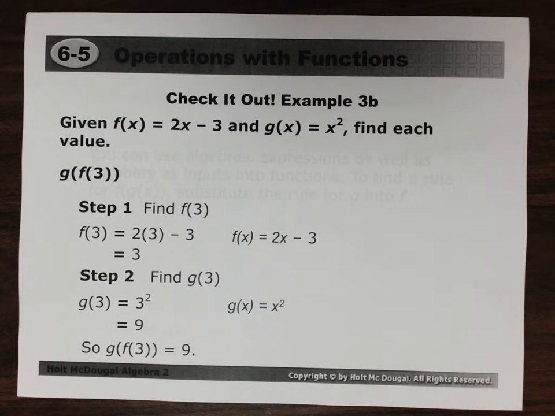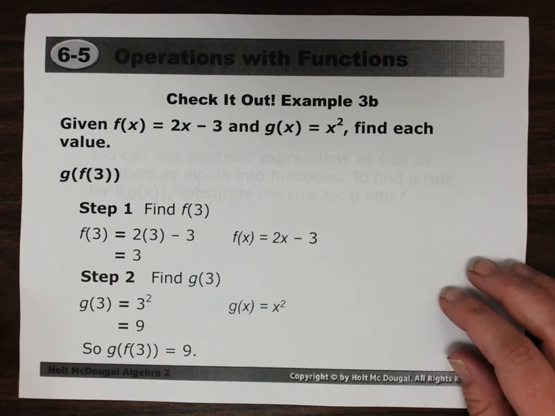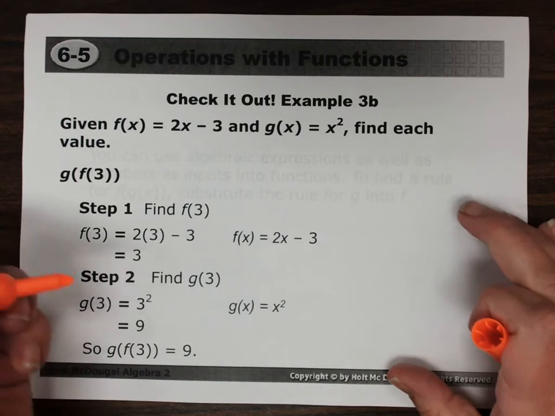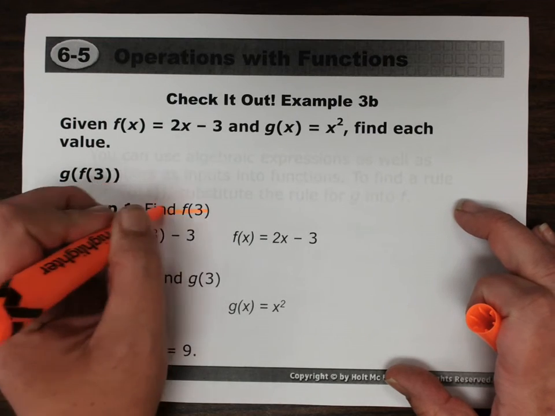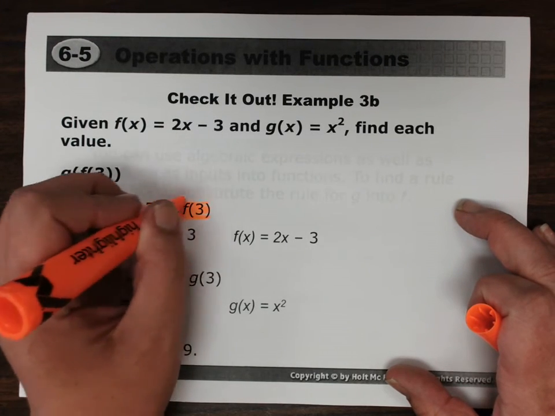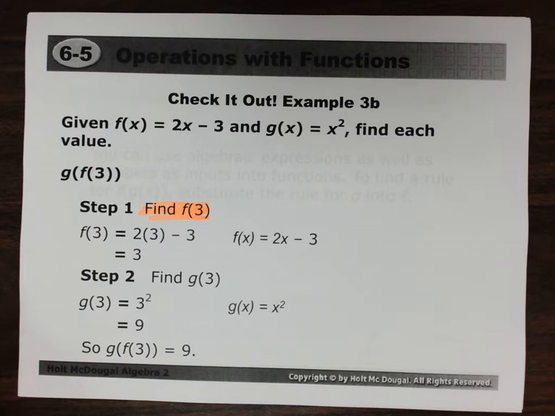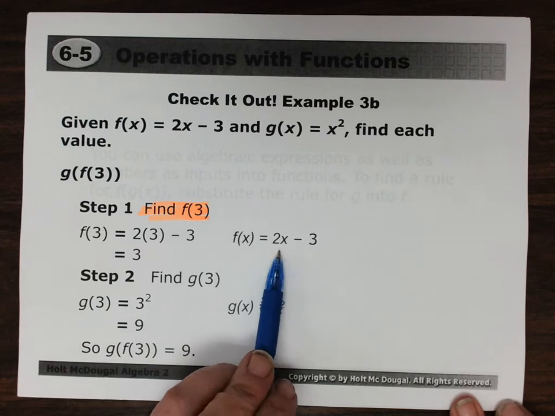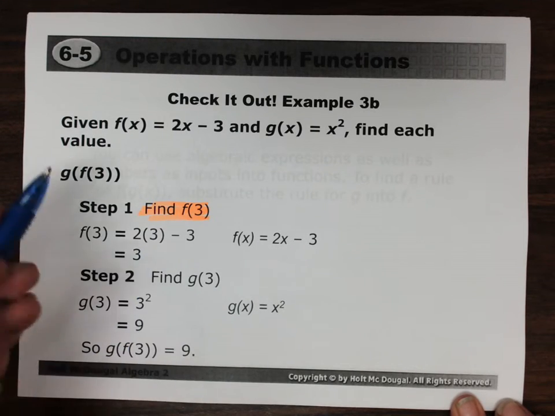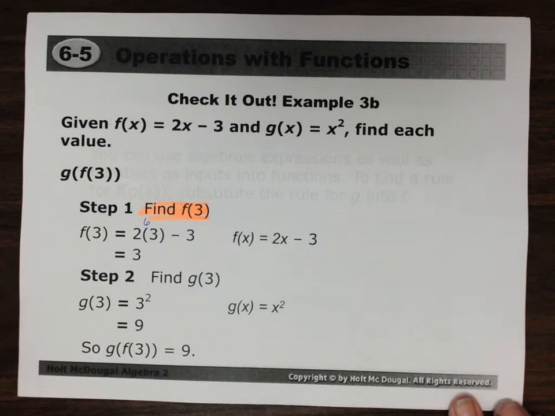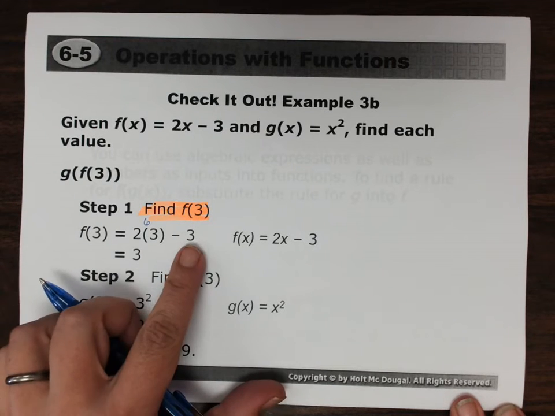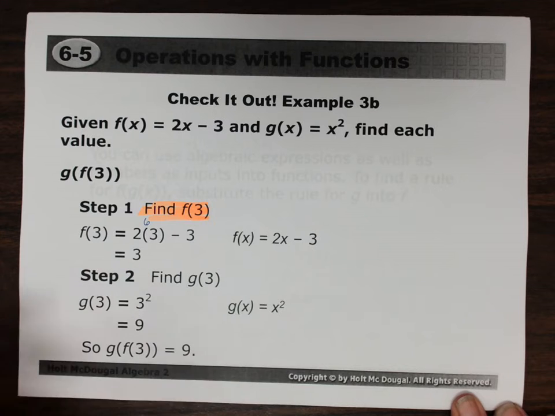Now let's see if we can try it backwards. We tried f of g of 3 last time. Now we're going to find g of f of 3. Since f of 3 is on the inside, we need to find that first. That's our first step. Well, f of x was 2x minus 3, so plugging in 3, we have 2 times 3, which equals 6. And we subtract 3 from that and get 3.